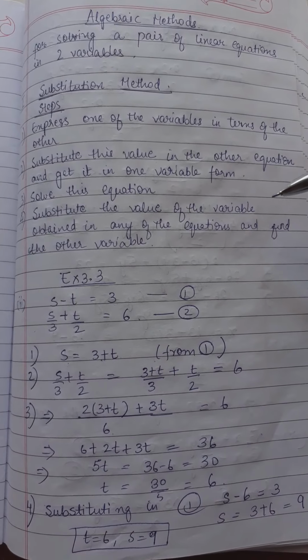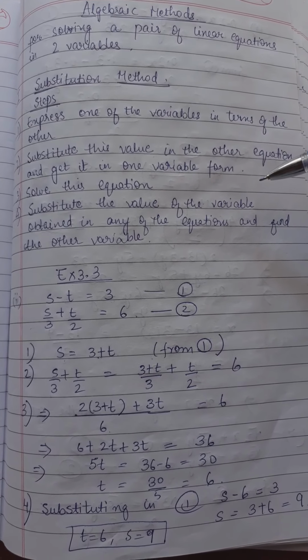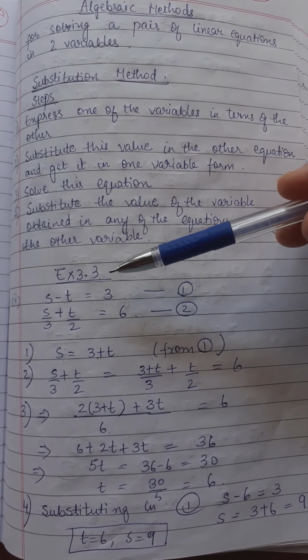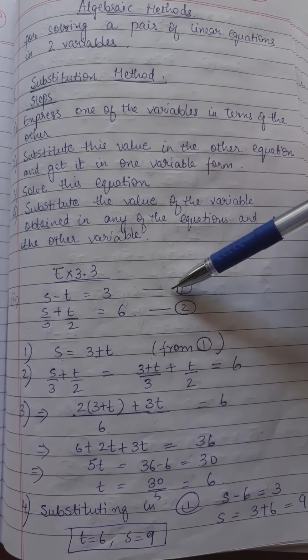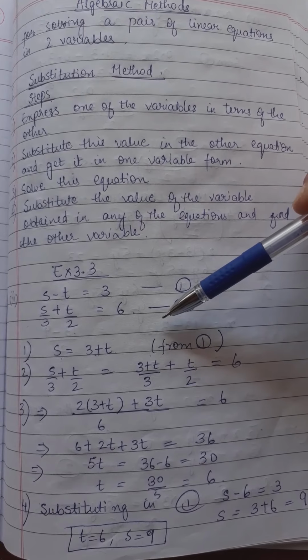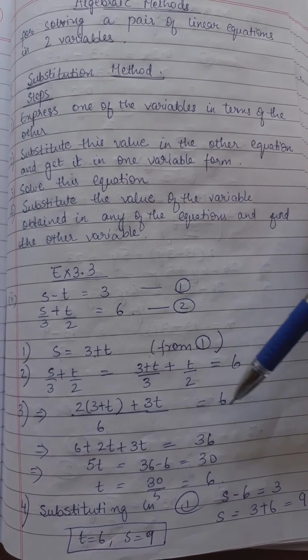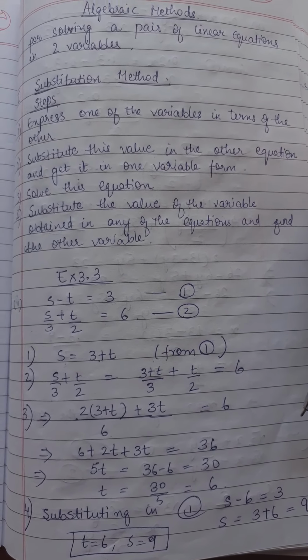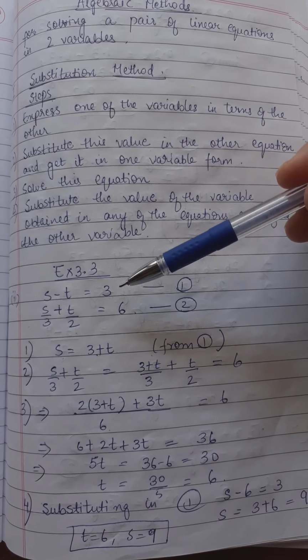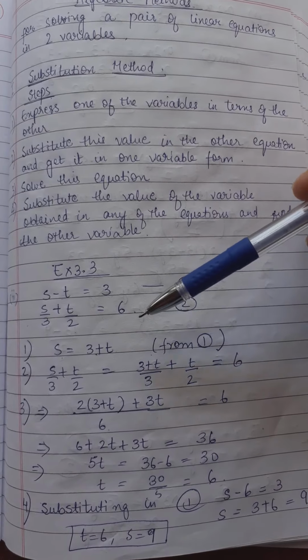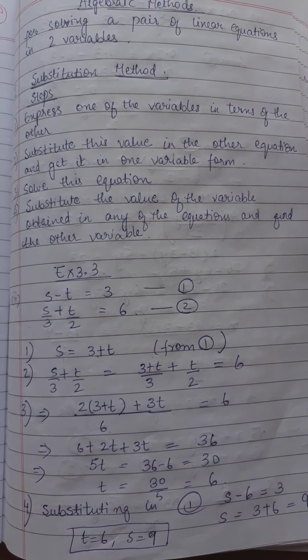So this is the way we solve by the substitution method. First, from one of the equations you find the value of one variable in terms of the other. Substitute that value in the next equation, get it in one variable form and solve it. Once you get one of the values, you can substitute it back in any one of the equations and find the second variable.